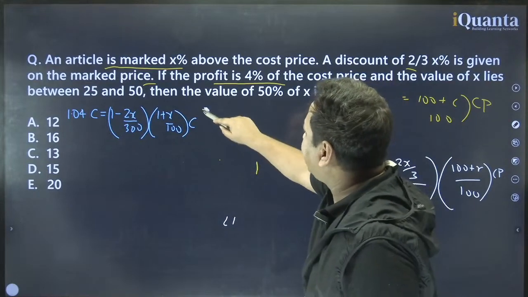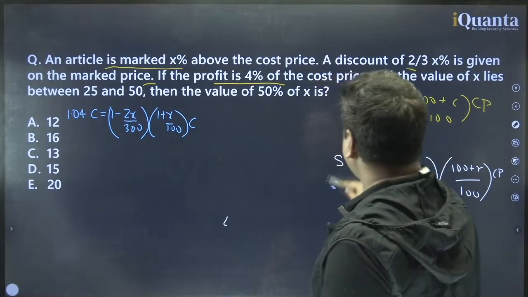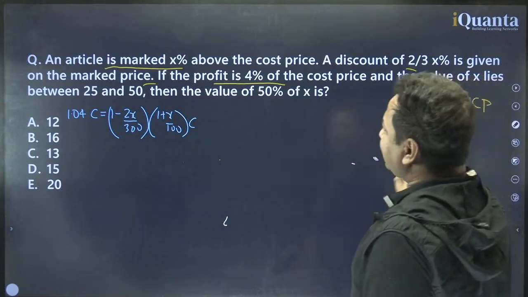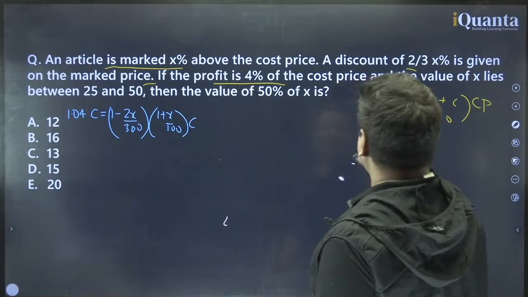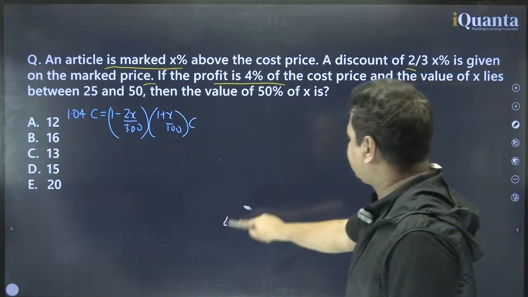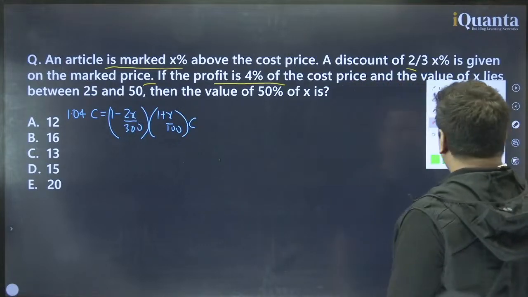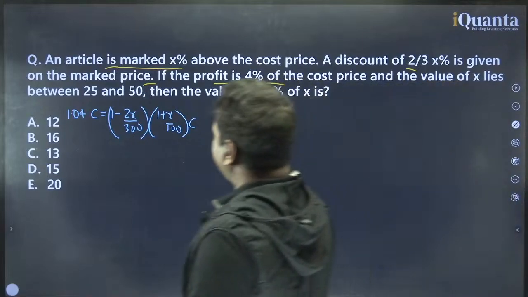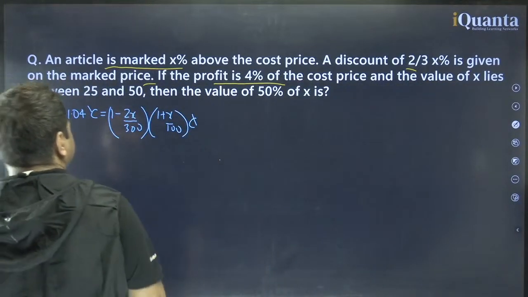Cool. And as you can see here, C and C will get cancelled and we'll get a quadratic equation in terms of x. And also known that the value of x lies between 25 and 50%. That's what we know already. Isn't it? That is going to help us a lot. By the way, these two get cancelled out.